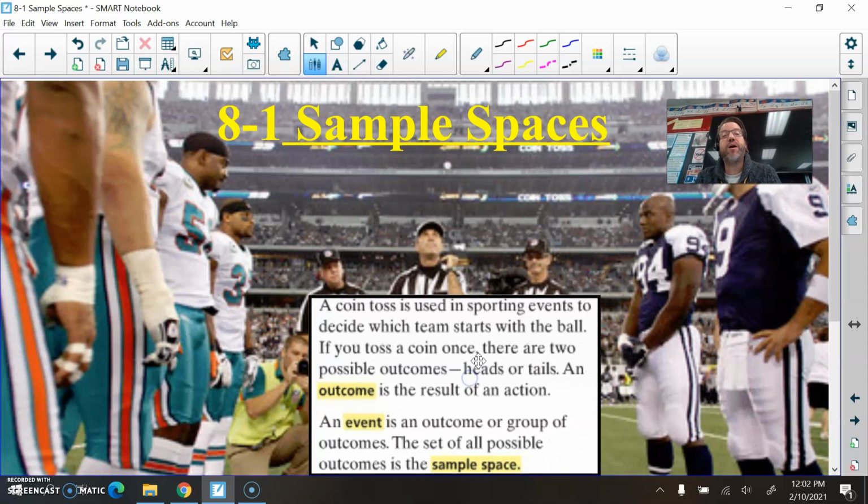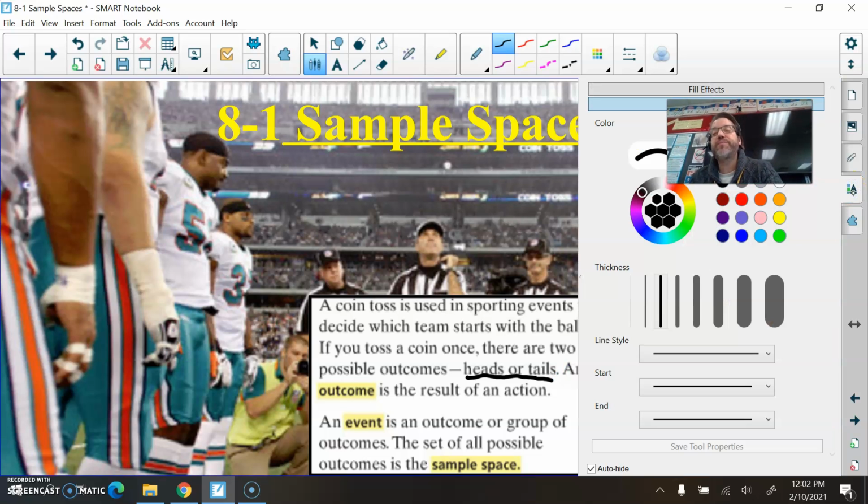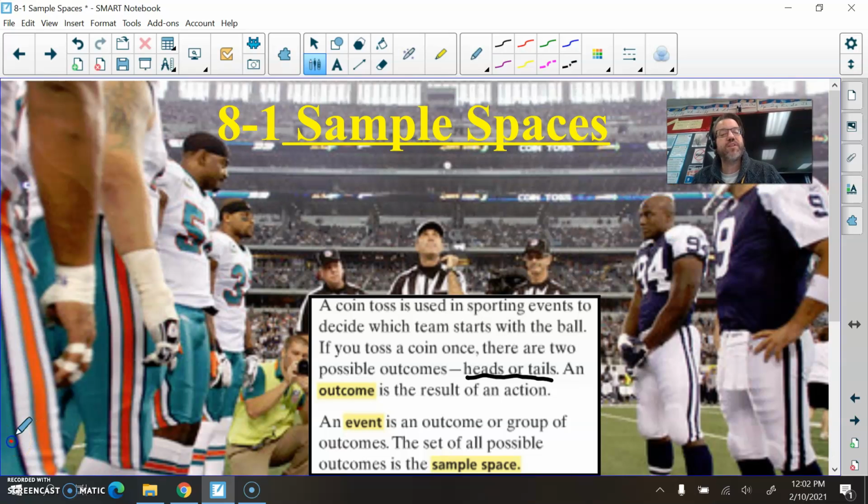Oops, I don't want to move that box. I wanted to write on it, but maybe it won't let me. There we go. Heads or tails, you have two possible outcomes. An outcome is the result of an action. Outcome, what happened when you did that action of flipping the coin? Well, it's either going to land heads or tails, one of those two. It isn't going to just land on its edge and balance there. That'd be pretty crazy, wouldn't it? So an outcome is the result of an action.